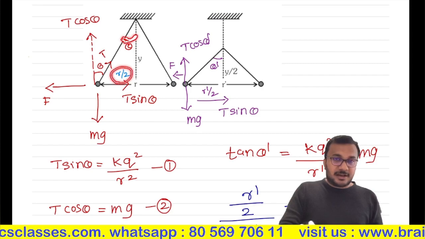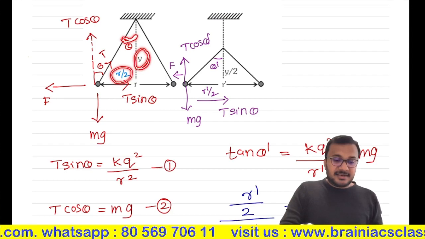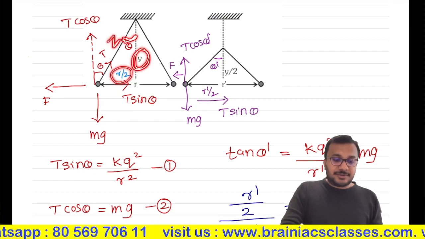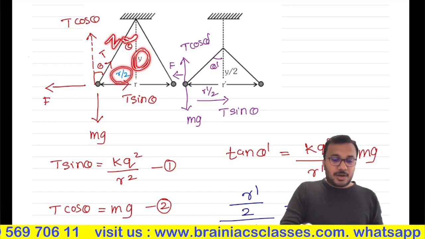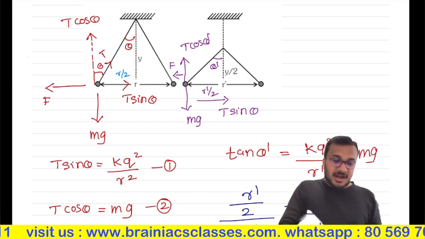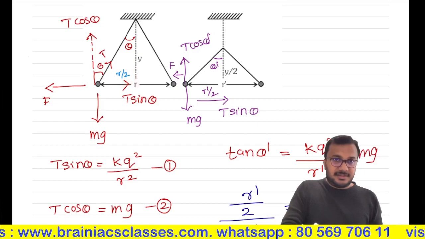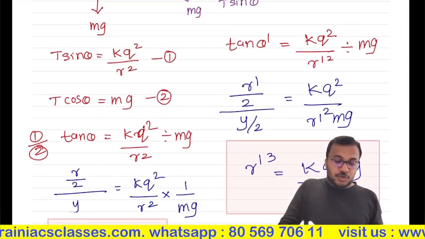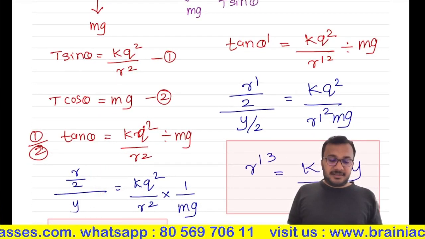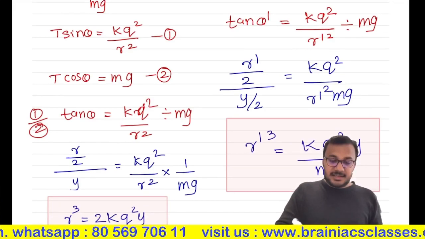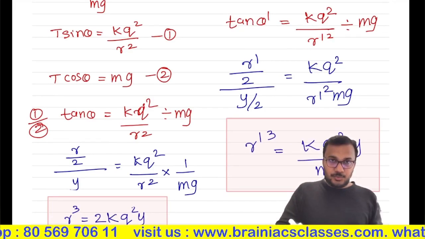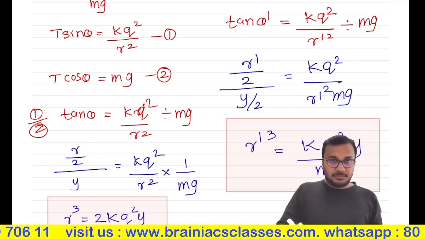What is the opposite side? R by 2. What is the adjacent side? Y. This is the hypotenuse, say Z. So tan theta is R by 2 divided by Y. On the right side, it is kQ squared by R squared divided by mg.